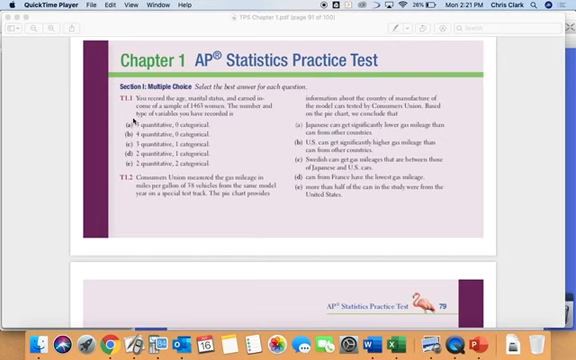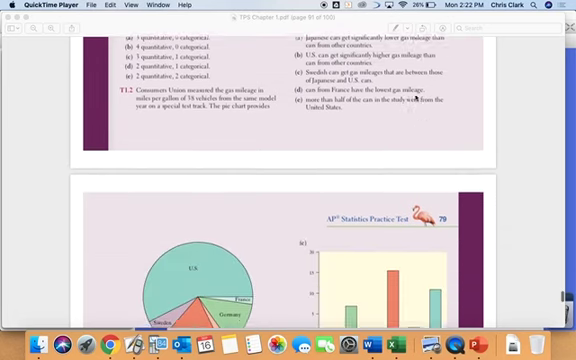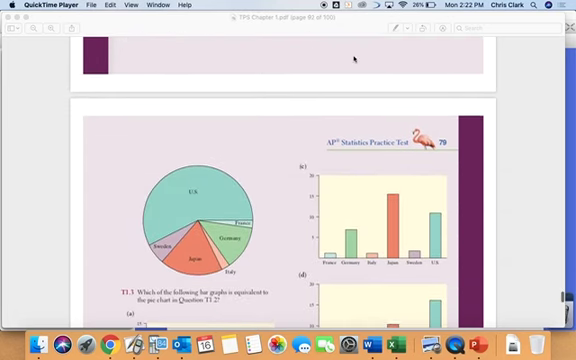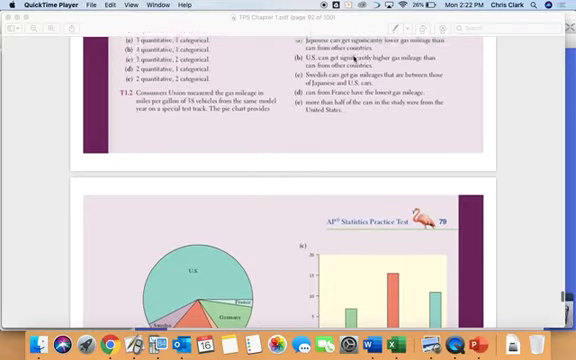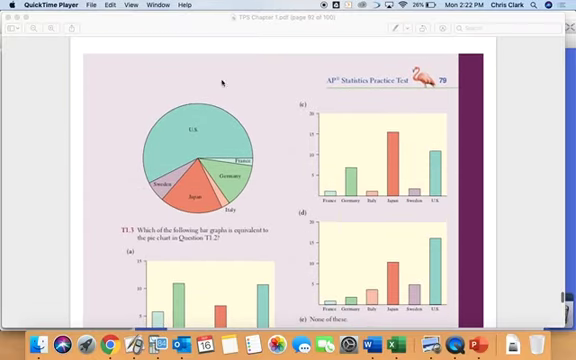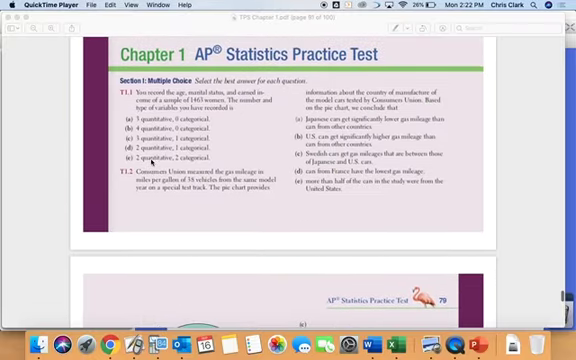Number two is talking about Consumers Union measuring the gas mileage and miles per gallon of 38 vehicles from the same model year on a special test track. The pie chart provides information about the country of manufacture of the model cars. So that's all it's doing. It has five true or false statements, and we're trying to figure out which one is correct, and it gives us a pie chart. We'll go through each one to determine which one is the true one.